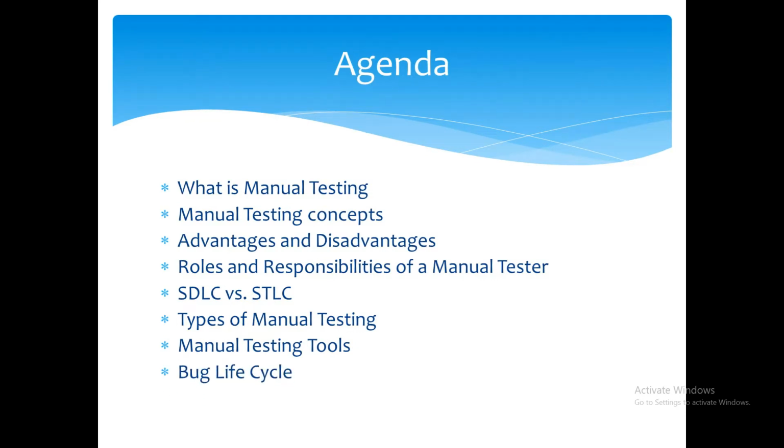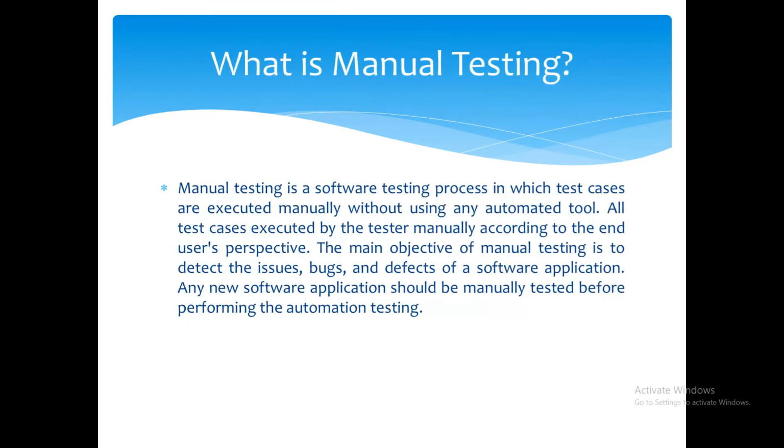So, the first topic is manual testing. What is manual testing? Manual testing is a software testing process in which test cases are executed manually without using any automated tool. All test cases are executed by the tester manually according to the end user perspective. The main objective of manual testing is to detect the issues, bugs and defects of a software application. Any new software application should be manually tested before performing automation testing.